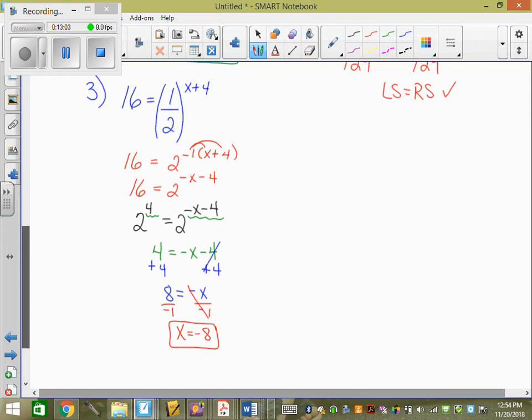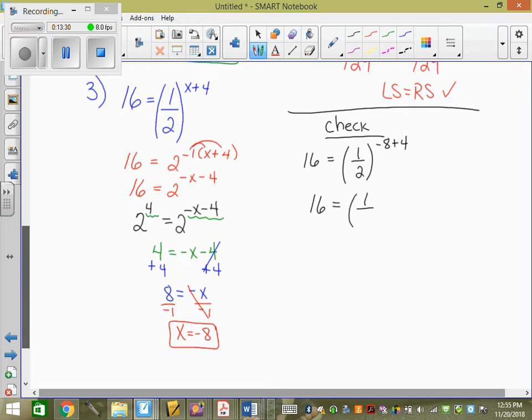And what can I do to make sure I got this right? Check it. So I'm going to go 16 equals 1/2 to the negative 8 plus 4. Remember when you're checking, what's on the left stays on the left, what's on the right stays on the right. Checking is the same as verifying in trig. So you're going to get 1/2 to the negative 4. Does that look the same?